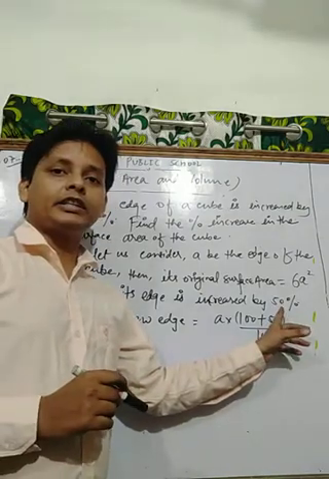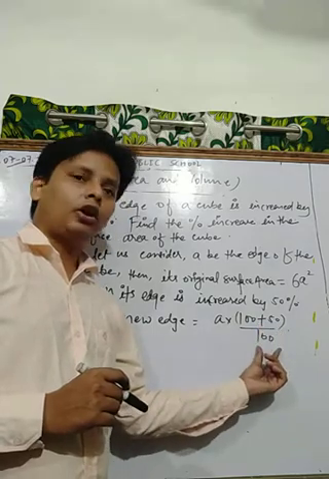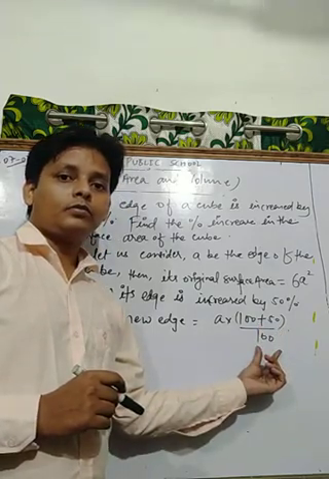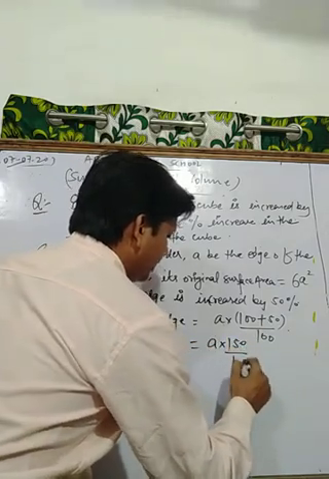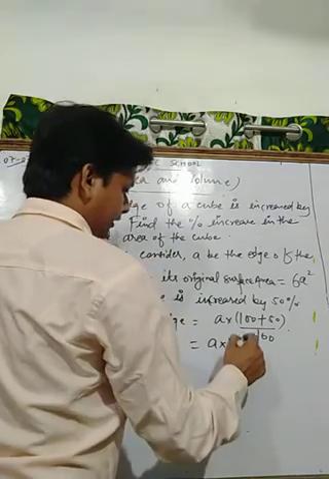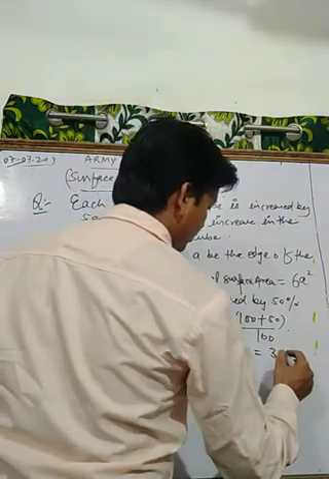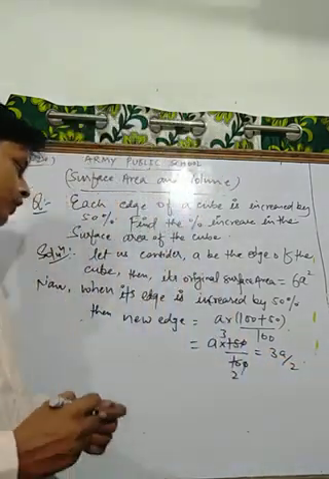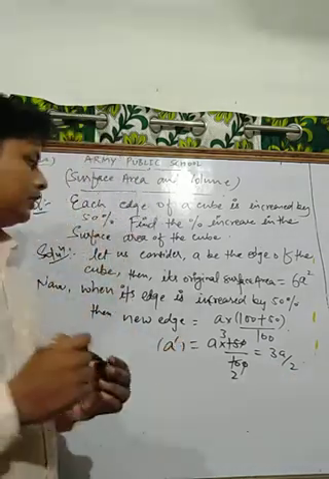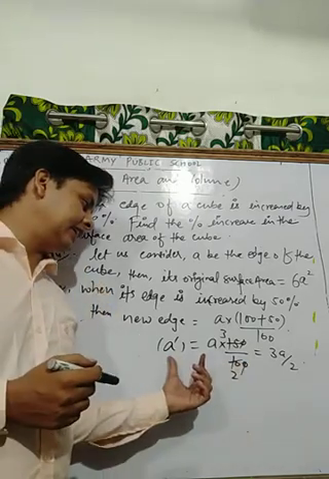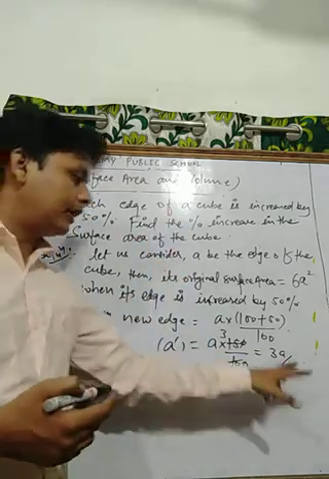Because its edge is increased by 50 percent, the new edge will be a into (100 plus 50) upon 100. Then a into 150 upon 100. The zeros cancel, 5 twos are 10, 5 threes are 15, so that is 3a upon 2. This is the new edge of the cube, which we call a dash. Let a dash be the new edge of the cube when its edge is increased by 50 percent.